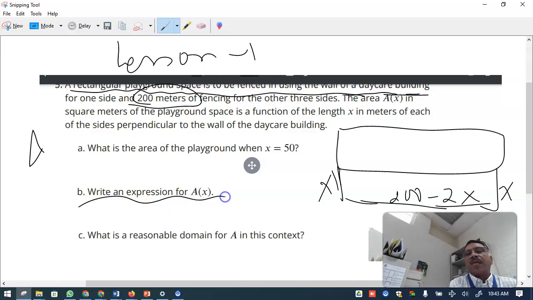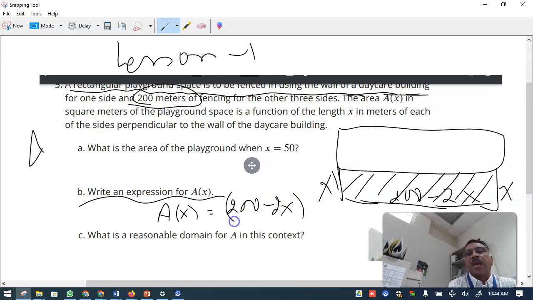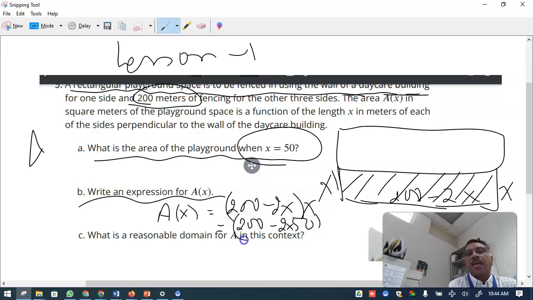So what the area function will be is, x is the width, and this is the area, length times width. So it is 200 minus 2x multiplied by x. That's the area. And what is the area of the playground when x equals 50? All you do is put x as 50 here, and then you multiply by 50 here. So this will be 100 times 50, and you get the answer as 5,000.